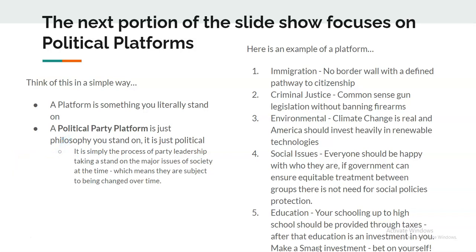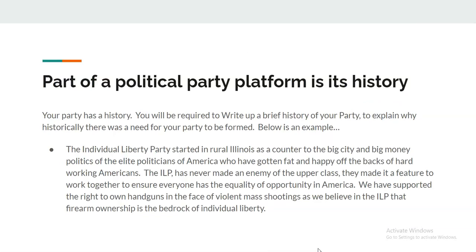Here's an example of a platform. Immigration: no border wall with a defined pathway to citizenship. Criminal justice: common sense gun legislation without banning firearms. Environmental: climate change is real, and America should invest heavily in renewable technology. Social issues: everyone should be happy with who they are. If government can ensure equitable treatment between groups, there is no need for social policy protections. Education: your schooling up to high school should be provided through taxes. After that, education is an investment in you. Make a smart investment. Bet on yourself. Part of the platform is its history.